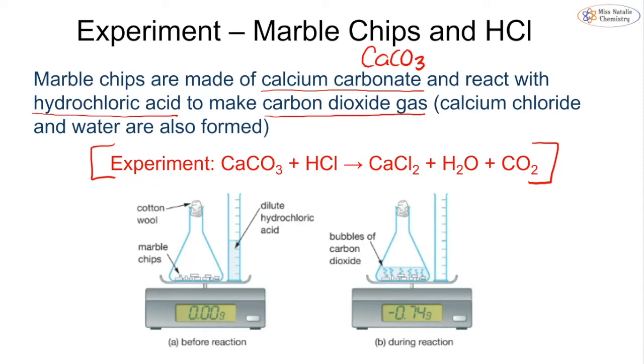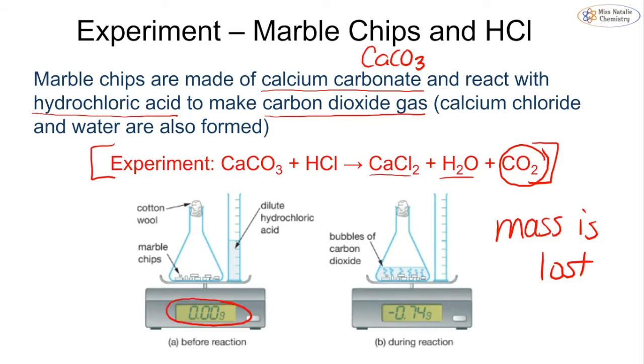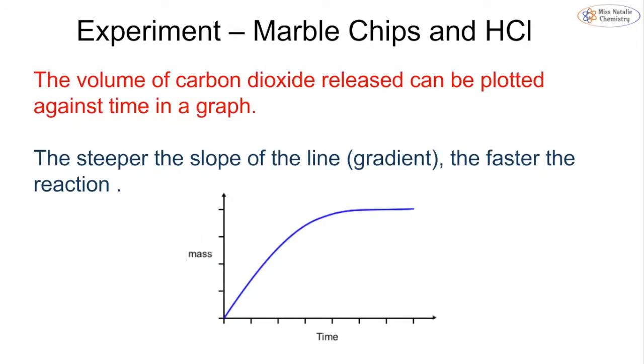Now in this particular experiment, we don't really care about the salt and the water. What we care about is the carbon dioxide. As the carbon dioxide is released, mass is lost, because that gas is being released from the conical flask. So you may start at a specific mass and you will finish at a lower mass. Now that mass that is being lost tells us how much carbon dioxide is being given off. So we can then plot that volume of carbon dioxide released against time.